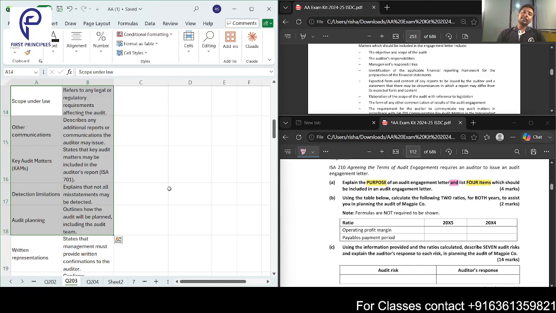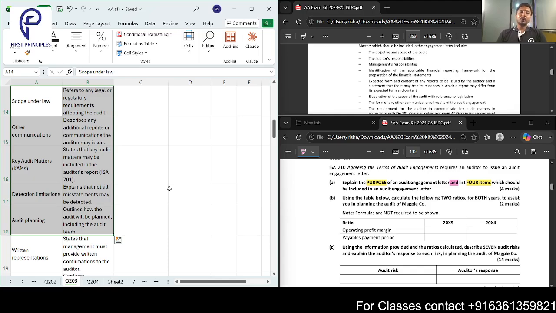Second, you will tell them that if we find anything that comes under key audit matters, if it's a significant finding, we will put that in our report as well. You're letting them know in advance. Finally, you're letting them know that not all misstatements will be detected. They will try to find all material misstatements, but not all misstatements will be detected.